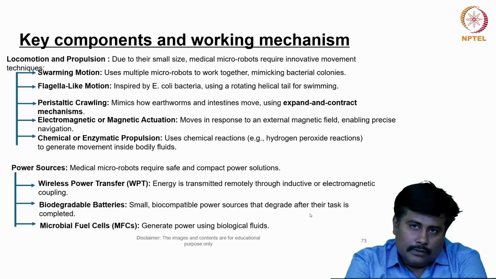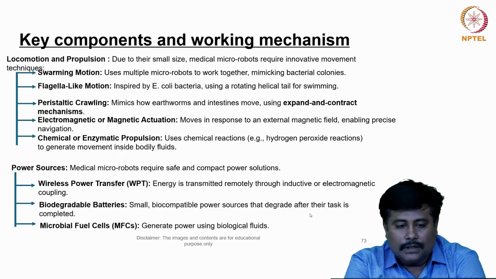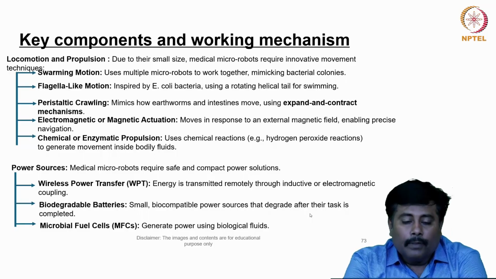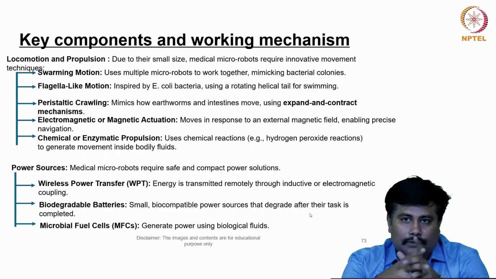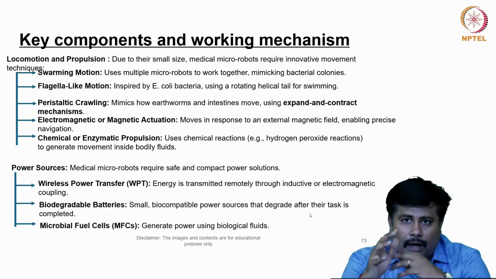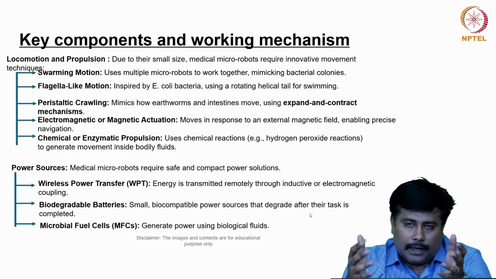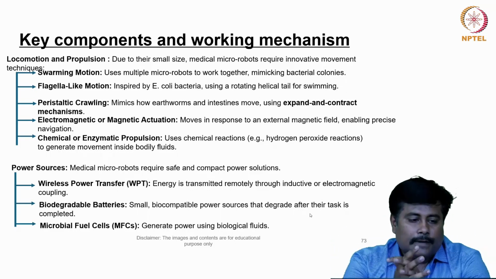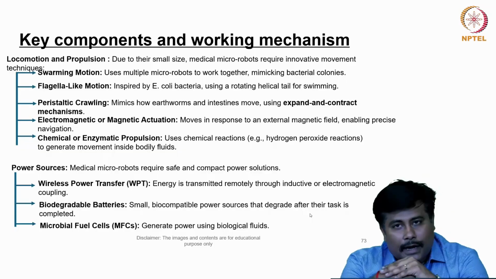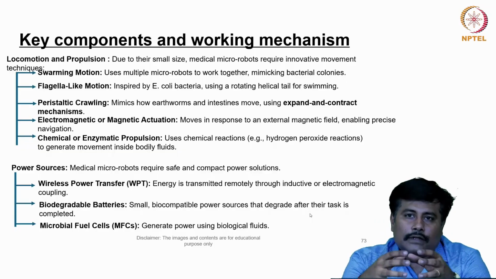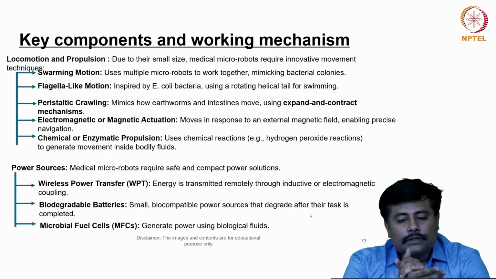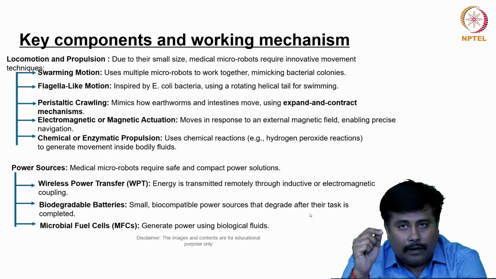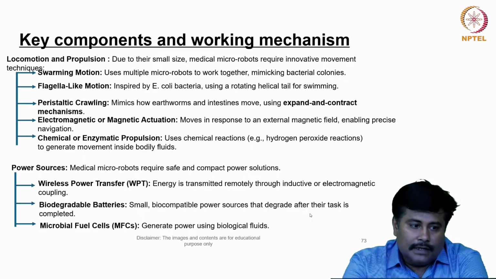One is swarming motion. In swarming motion, multiple micro robots work together, mimicking bacterial colonies. It moves as a swarm and tries to attack the particular target for different functionality. Next, we have flagella-like motion. This is inspired by the E. coli bacteria, which uses a rotating helical tail for swimming. This we have discussed in detail.